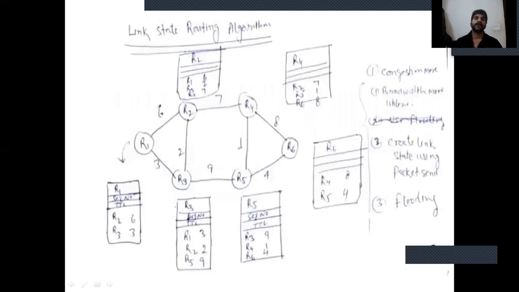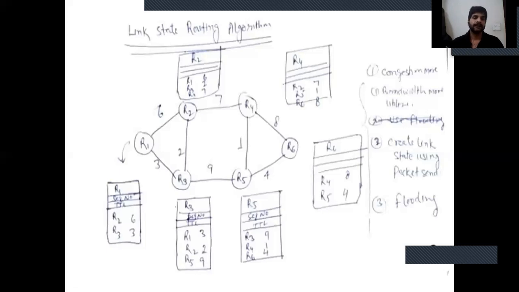Suppose in the link state routing algorithm, graph R contains 6 routers R1, R2, R3, R4, R5, R6, and the distance or cost is given between the routers, R1 to R2 6, R1 to R3 3, and R2 to R3 2, and so on. So first, the link state routing algorithm creates link state packets. Each router sends a packet and gathers the information of its neighbors.